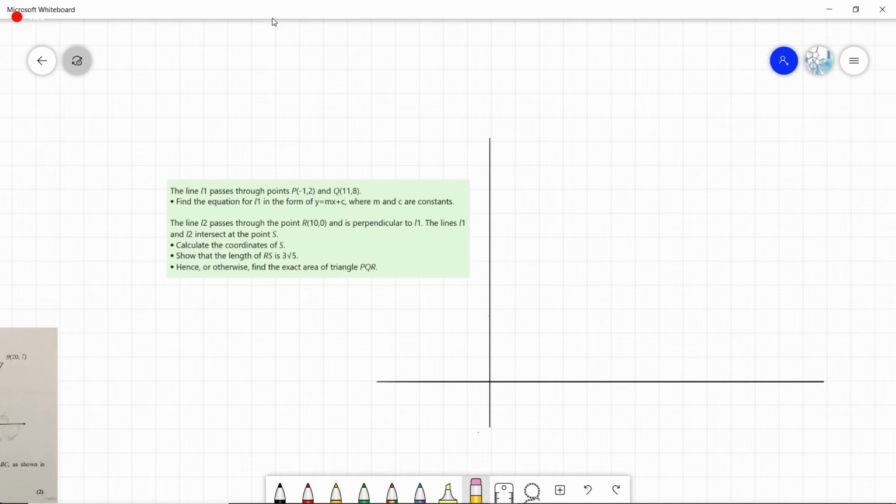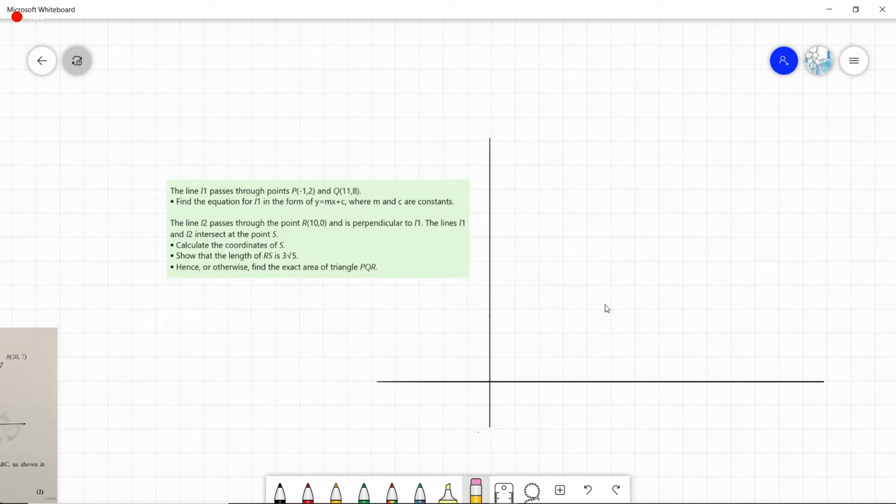Fantastic day. Someone sent me this question, which is actually a very good question. It's quite challenging and has a lot of parts to it, which I thought would be useful for us to go through as a video for the whole class. So it says the line L1 passes through -1, 2.